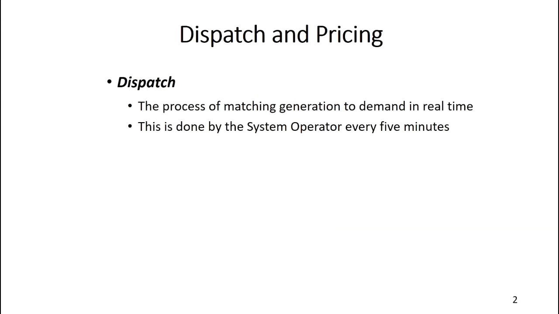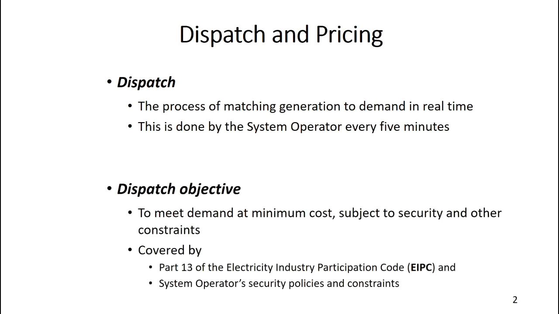Dispatch is the process of matching generation to meet demand in real time, and this is undertaken by the system operator, a division of Transpower, at least every 5 minutes. The dispatch objective is spelled out in Part 13 of the code and is to meet demand at minimum cost to purchasers, subject to security and other constraints. The other relevant information here is that a lot of the constraints are covered by the system operator's security policies.